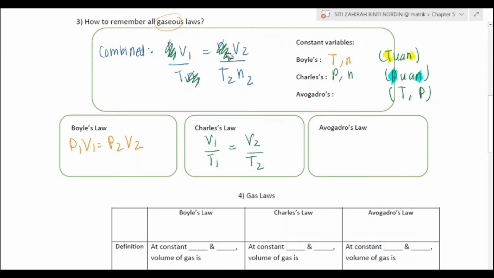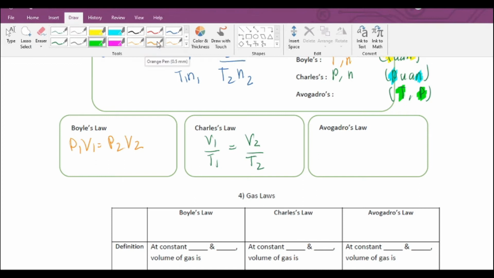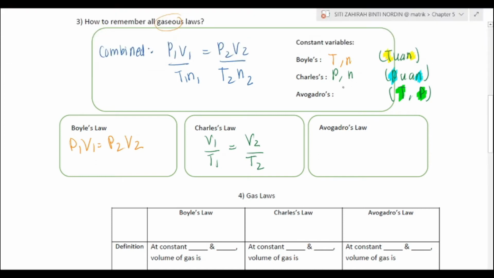Lastly, the Avogadro law. For Avogadro's, you just have to take T and P. So the constant would be temperature and pressure. So cancel off T1, T2, and P1 and P2 from your combined equation. So you've got V1 over n1 equal to V2 over n2 as your Avogadro's law equation. So that's how I remembered my gas laws.